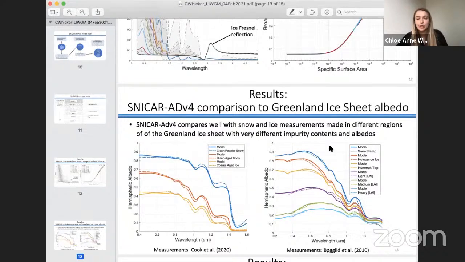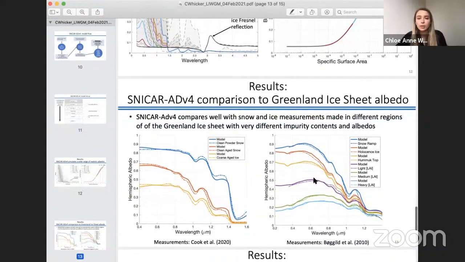And we also compared to measurements taken by Carl Bøggild in 2010. Carl not only took measurements of clean snow, but also quite dirty snow and ice. And because of our representation of light absorbing constituents, such as dust, black carbon, and glacier algae, we're able to simulate these albedos really well as well.